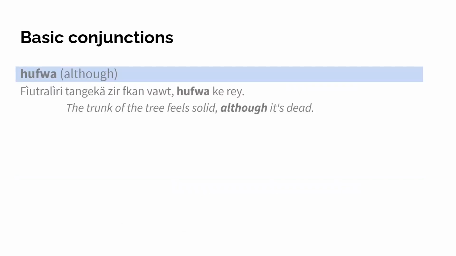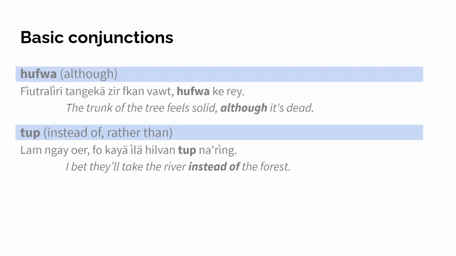Next we have hufwa, although. Feutraleri tangeke sirfkan woud hufwa kerei. The trunk of the tree feels solid, although it's dead. So again, pretty straightforward how you would use although in English. Then we have dup, instead of, rather than. Lam ngai wer fokaye ile hilvan dup naring. I bet they'll take the river instead of the forest.